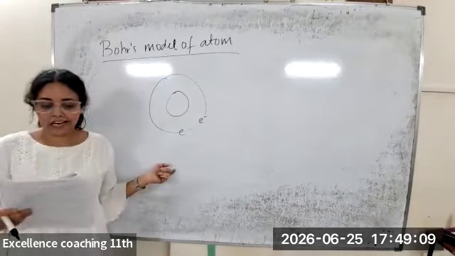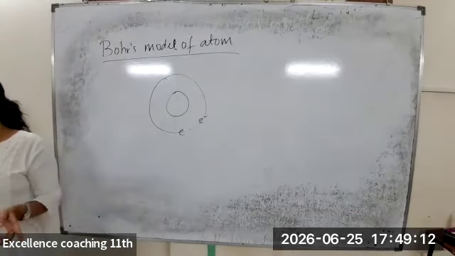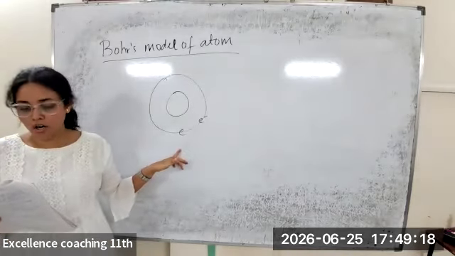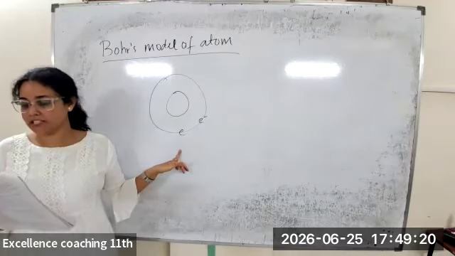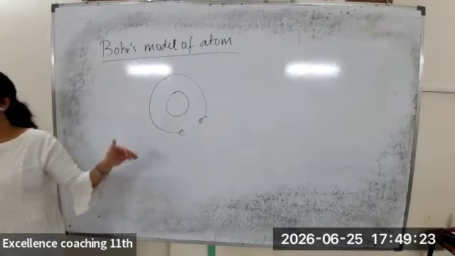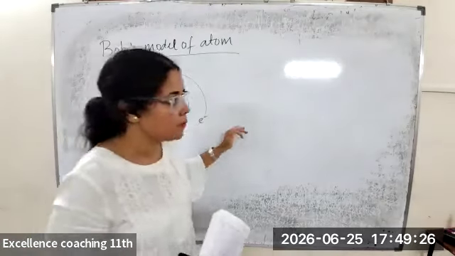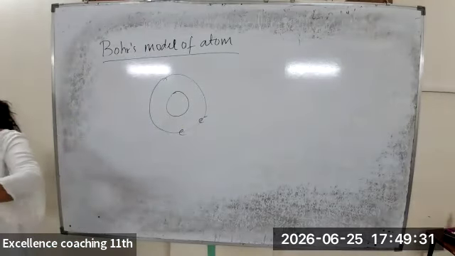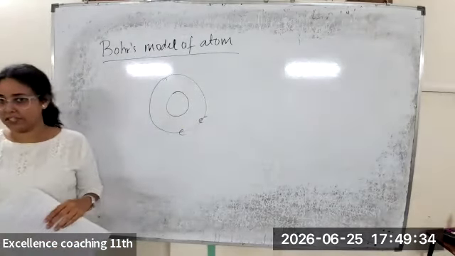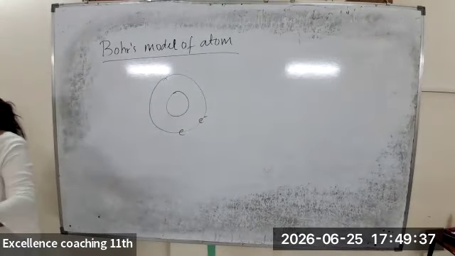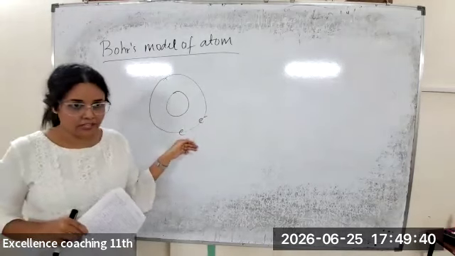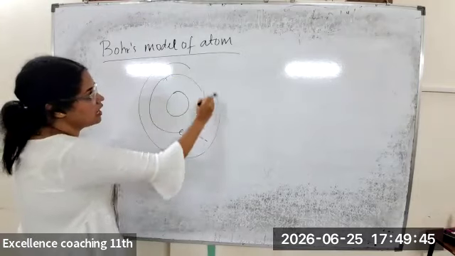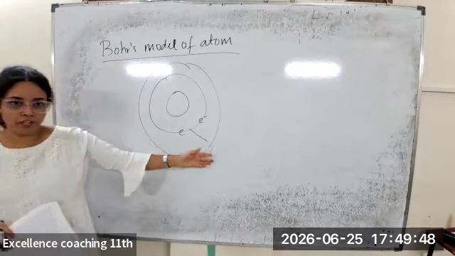Second postulate, he said that there are stationary orbits for electrons. As long as the electrons revolve in these stationary orbits, they do not radiate energy. The energy of electrons remains constant in a stationary orbit. For example, if I don't excite this particular electron, like you all will learn further on, there is something called excitation. When I supply a particular heat or energy to any electron, it will get excited and move to a higher energy state. A higher energy state is nothing but a different orbit altogether.